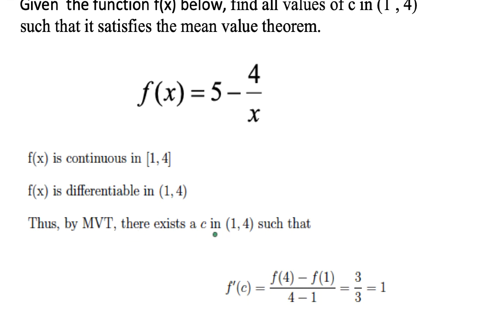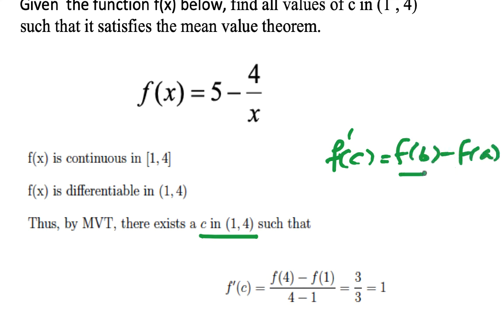According to it, there is a c in the open interval 1 to 4 such that f prime of c equals f of b minus f of a over b minus a. Now b and a are the endpoints of your interval, so my b is 4 and my a is 1. I'm just plugging in the values. So f prime of c is f of 4 minus f of 1 over 4 minus 1, which is basically 3 over 3, which is 1. So let's find that value c where the derivative of this function equals 1.